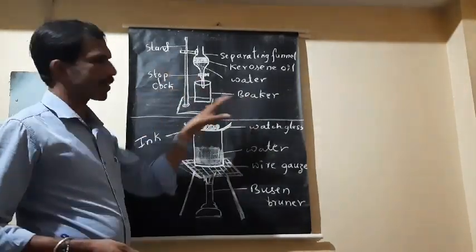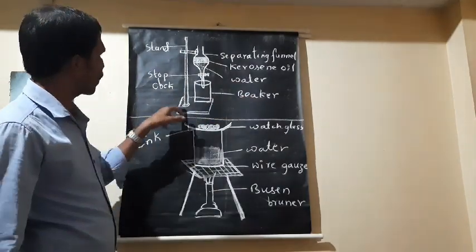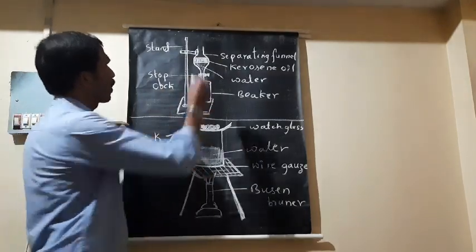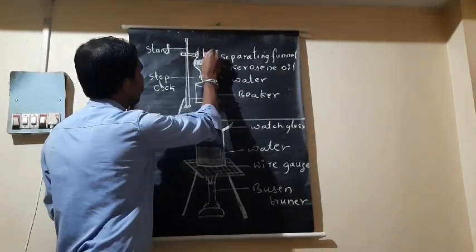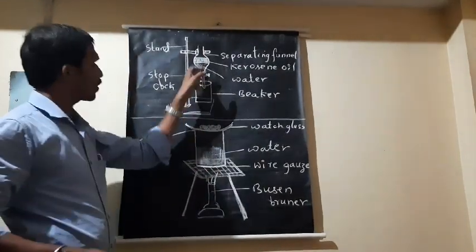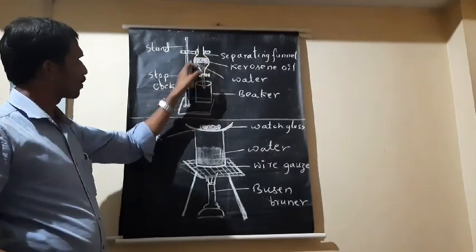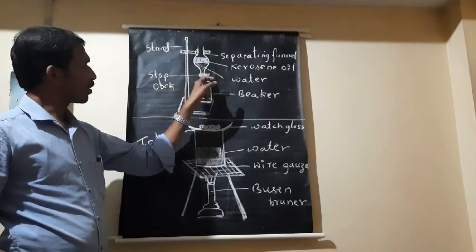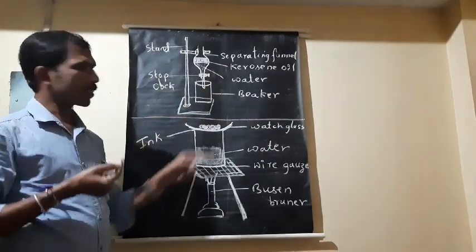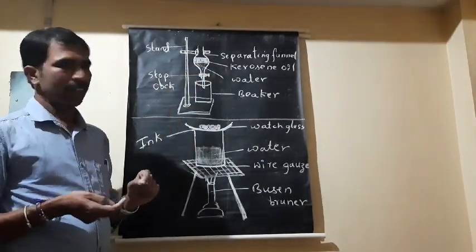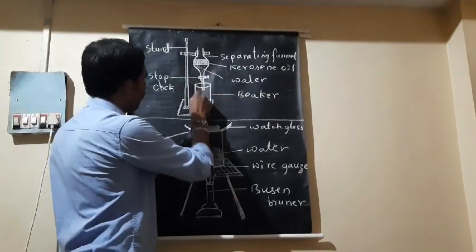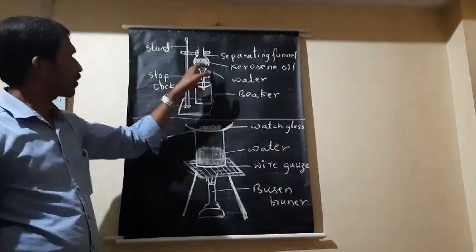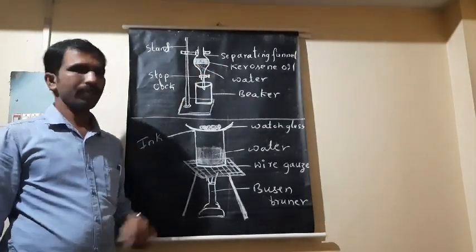So it is very simple. For this experiment we need a stand and a clamp. We need a clamp over here. This is a separating funnel with a stopcock to open and close it, and we need a beaker to collect one of the liquids present in this immiscible mixture.